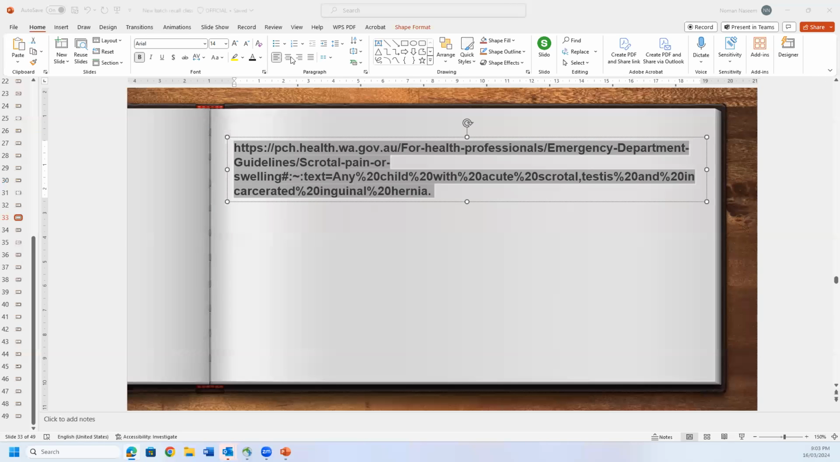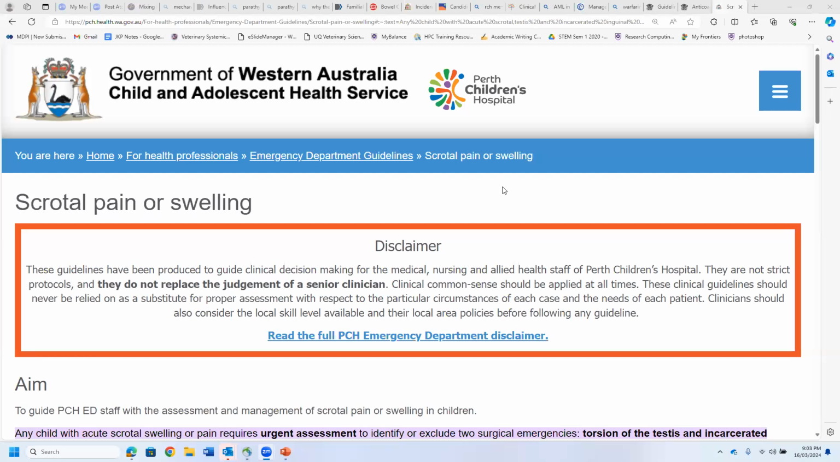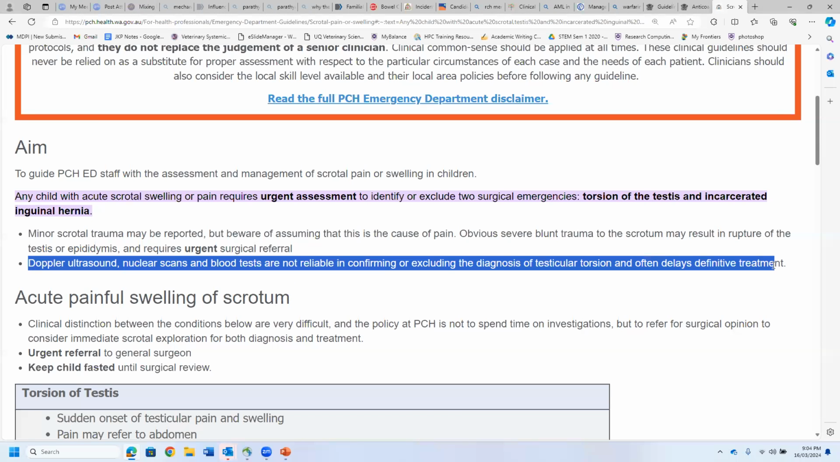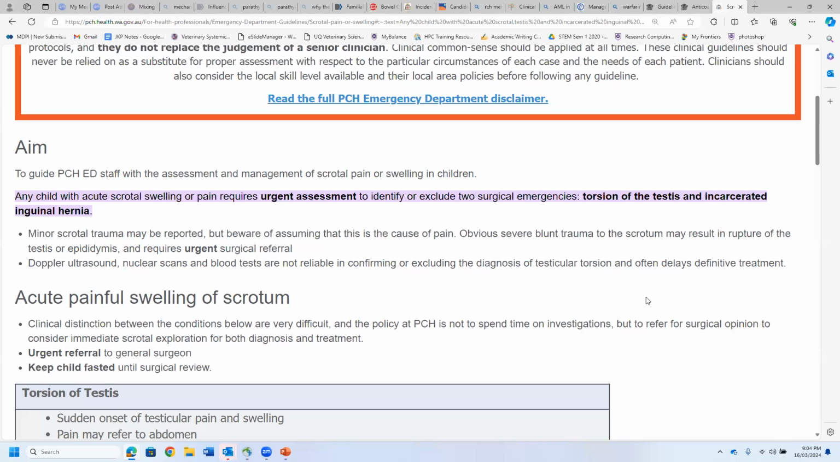Okay, so we look over here. Let's change the screen. Scrotal pain or swelling. This is the Perth Children's Hospital guideline. What they say is that any child with acute scrotal swelling or pain requires urgent assessment to identify or exclude two emergencies. Number one is testicular torsion. Number two is the incarcerated inguinal hernia. Any imaging is not reliable to exclude or confirm testicular torsion, and it delays the definitive treatment. So we usually don't do anything.